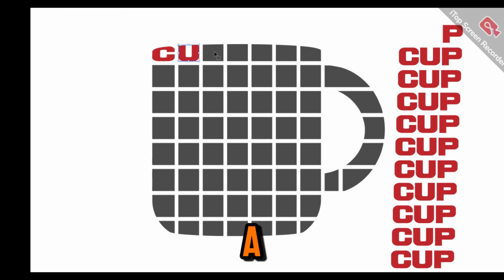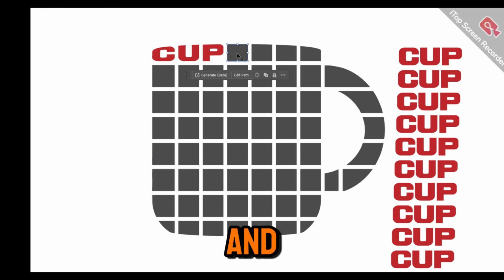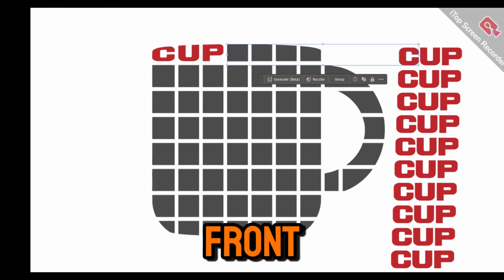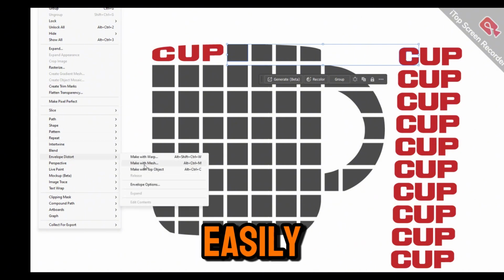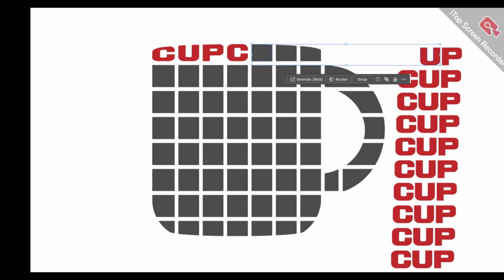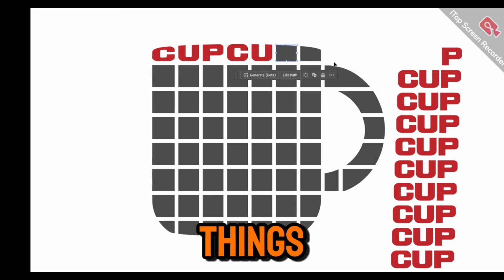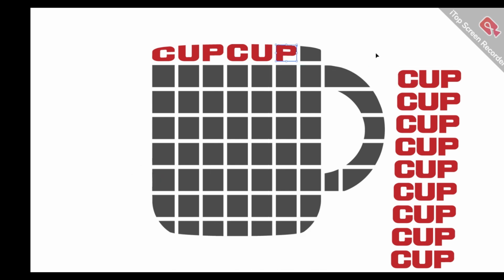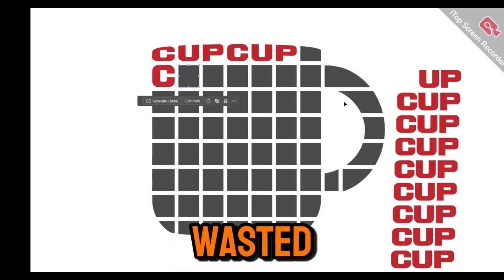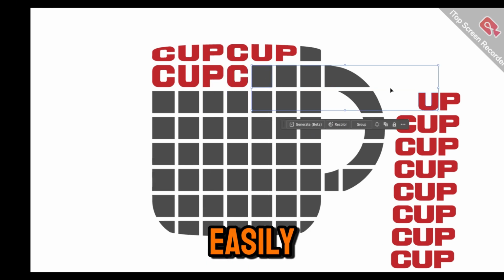Envelope Distort is a great tool in Illustrator. With just a click of a button, a big problem is solved in front of you and a beautiful typography appears. How easily text can be resized to any shape. This is what I love about Illustrator. How many big things we do through small buttons. And our time is not wasted. We complete our projects in a very short time and very easily.